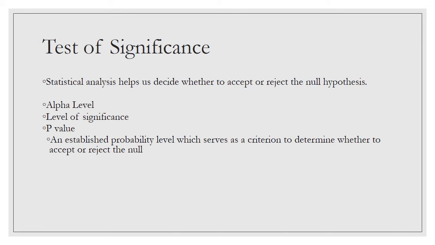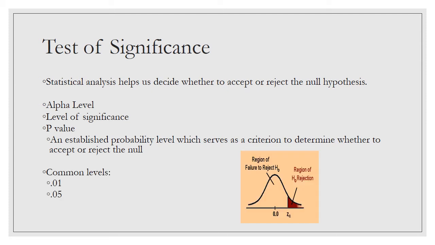You'll hear things like alpha level, level of significance, p-values. These are all established probabilities ahead of time, which serve as a criterion to determine whether or not to accept or reject the null hypothesis. Most frequently, in education and psychology and the social sciences, you hear values of like 0.01 or 0.05. Those are significance levels. A significance level is a probability used to test our hypothesis.